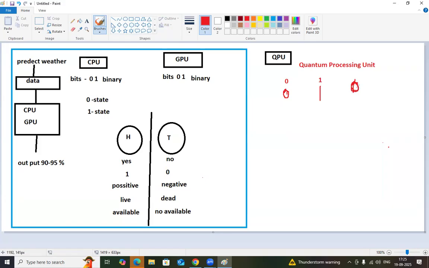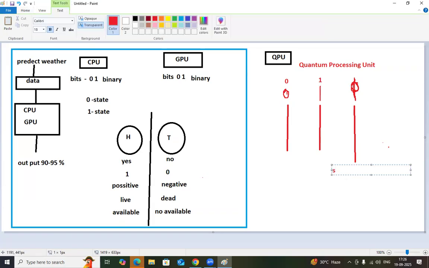I'm trying to write the 0-1 combination here. The computing process goes with 0, or with 1, or with an imaginary state. This particular state is called superposition.